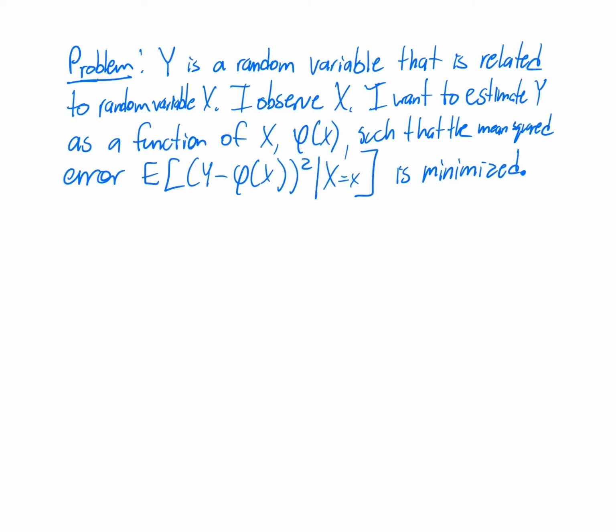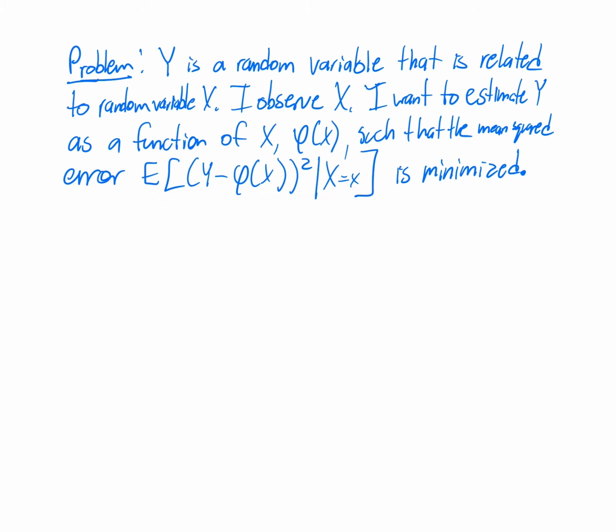So let's look at this problem where y is a random variable that has some relationship with random variable x. So I'm interested in the random variable y, but I don't get to observe it directly. I only get to observe x. And what I want to do is estimate y as a function of x. We'll call that function phi of x, such that the mean squared error is minimized.